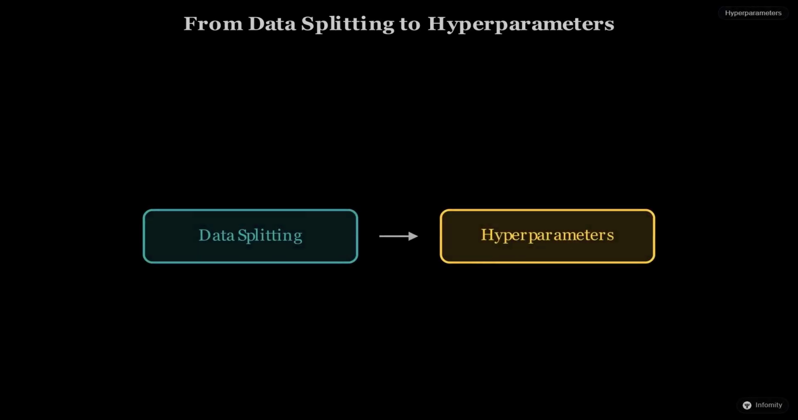Building on our previous talk about the data splitting strategy, where we divided our data into training and testing sets, let us look at what happens next.